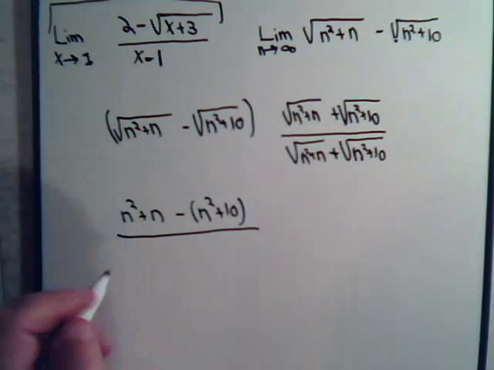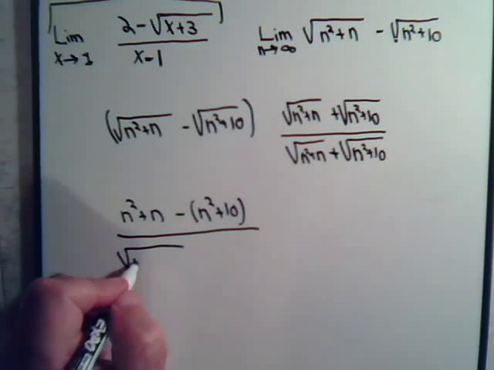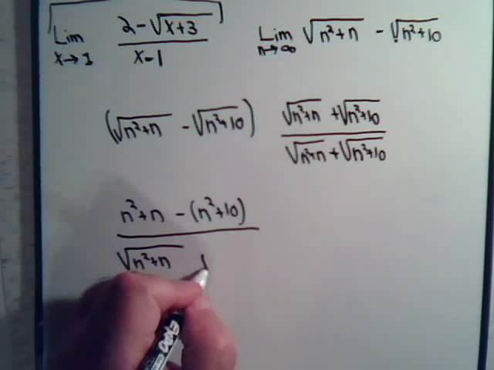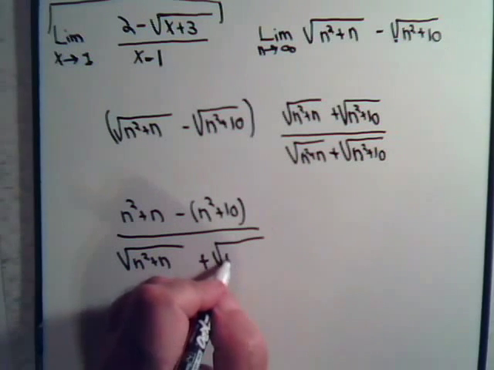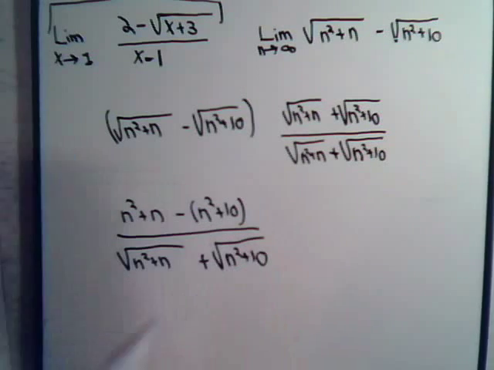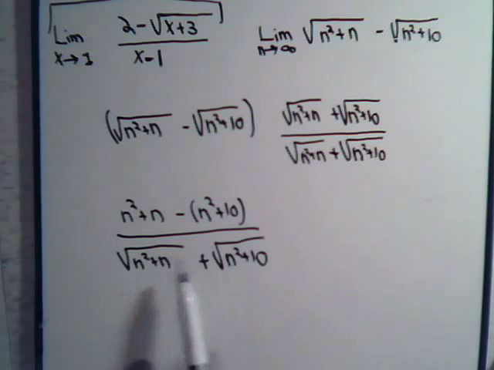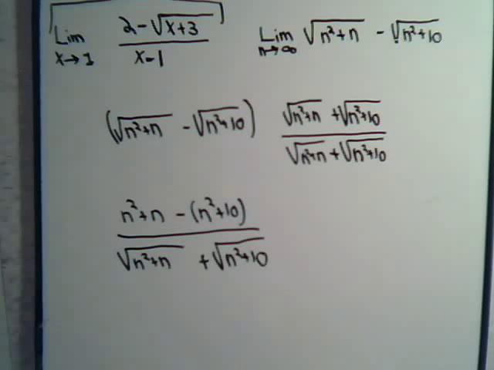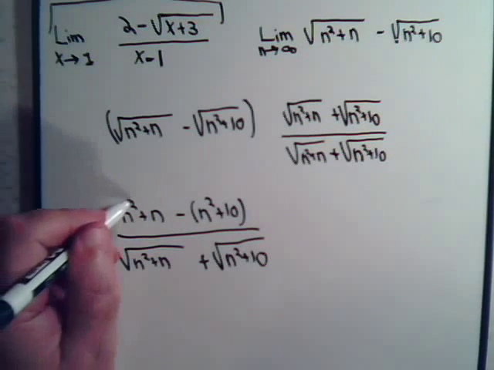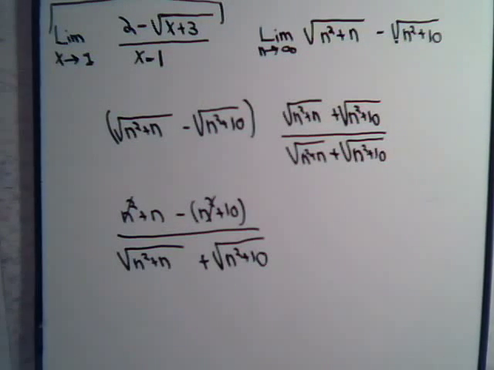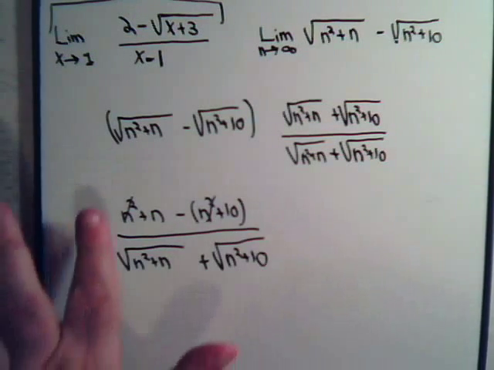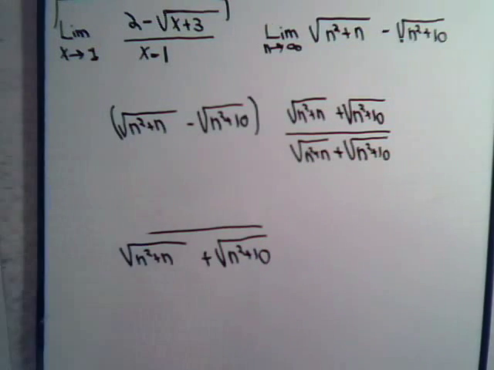Down here, we've got these square root signs. So here we have the difference of two radicals. Now here we have two radicals added together down in the denominator. Has that really gained us anything? Let's have a close look at the numerator before we decide that. Here we have n squared minus n squared. Here we have n minus 10. So up here we have n minus 10.